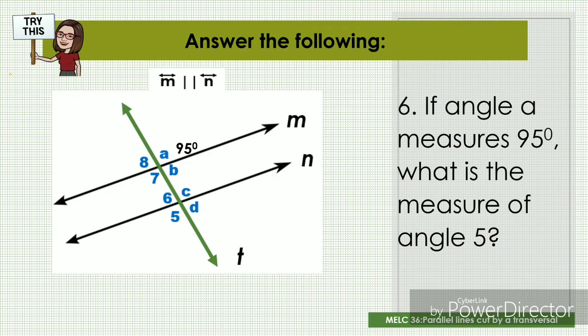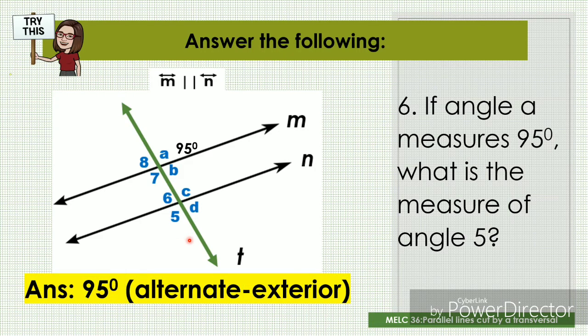Then we have number 6. If angle A measures 95 degrees, ito si angle A, 95 degrees daw ang measurement nito. What is the measure of angle 5? O, tinatanong, ano daw ang angle 5? If A is 95, so ano ba ang angle relationship nila? Yun muna ang kailangan nating alamin. They are, correct, alternate exterior. Therefore, they are congruent. So, kung 95 ang A, ano ang measure ng 5? Yes, 95 also. Because again, they are alternate exterior angles.